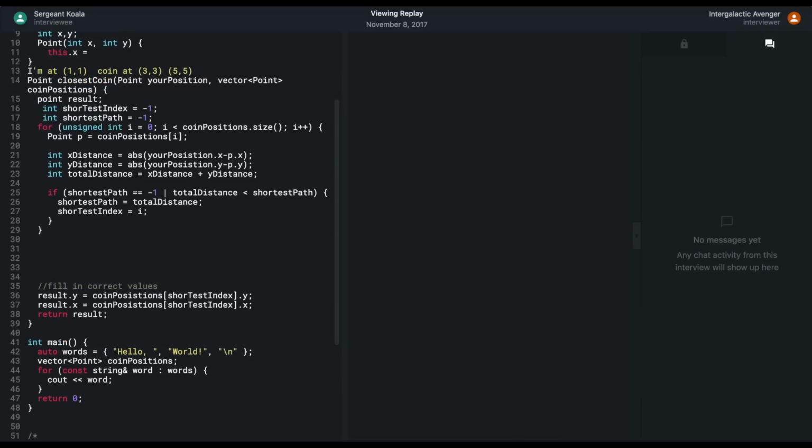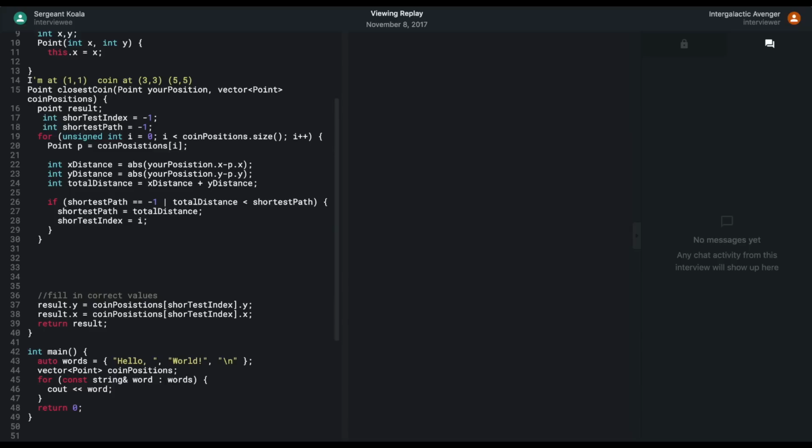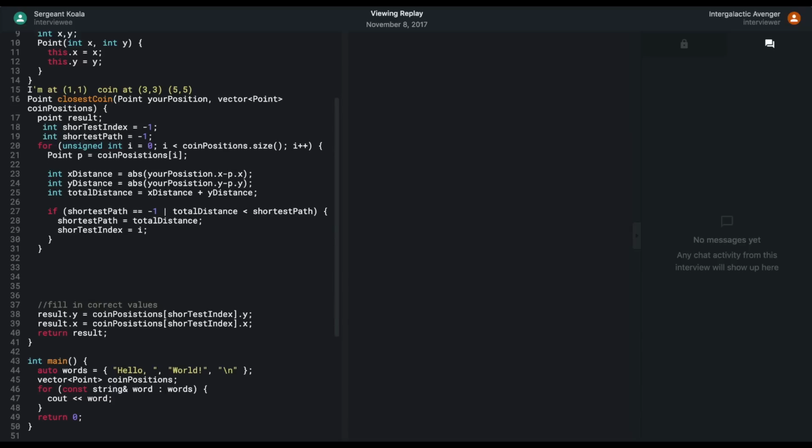Looks good. I'm just going to create a little... I'm going to take that example that you gave, and I'm going to, was it 3, 3, and 5, 5? 3, 3, and 5, 5 were in there. Yep. And let's see whether this can actually run.